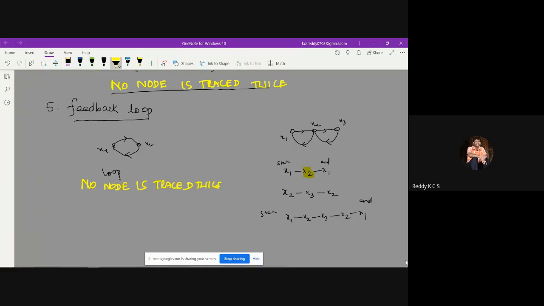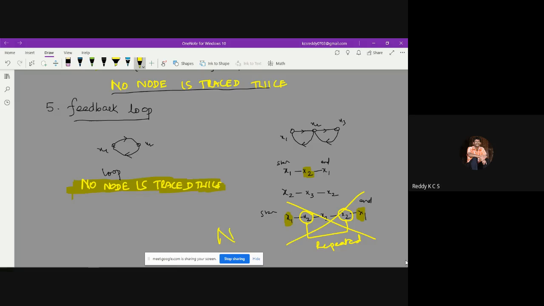But why is this one not called a loop? The starting point and ending point are the same, so the signal is generated and comes back to the same generating point. But why? Because of the statement I mentioned here: no node is traced twice. This is a very important statement. No node is traced twice in the sense that, if you look at this point, x2 is coming here twice. So it is repeating. X2 is repeated.